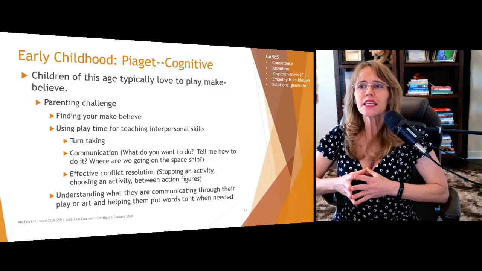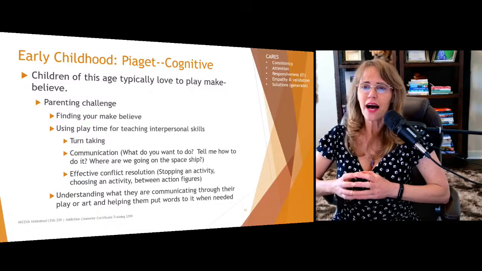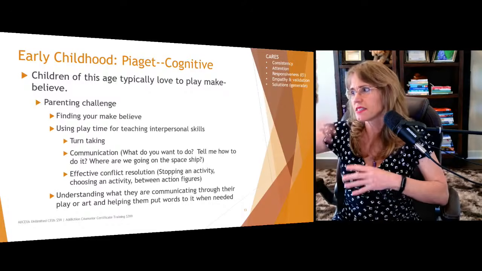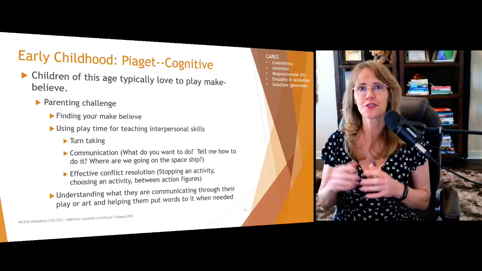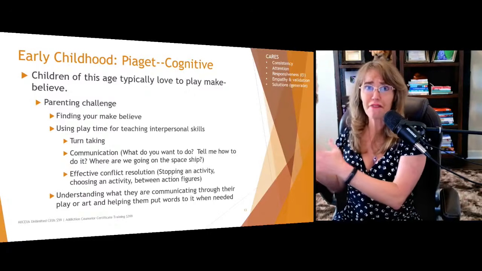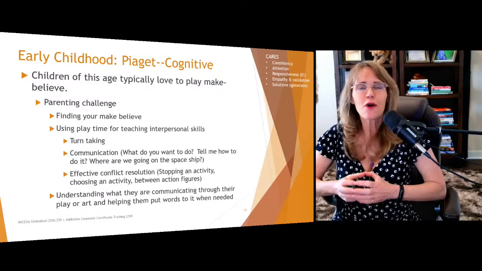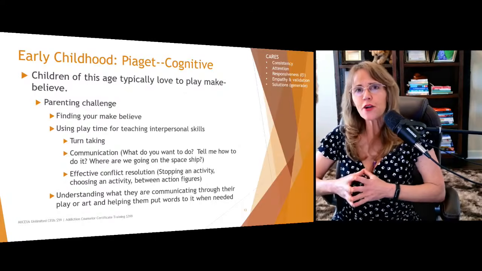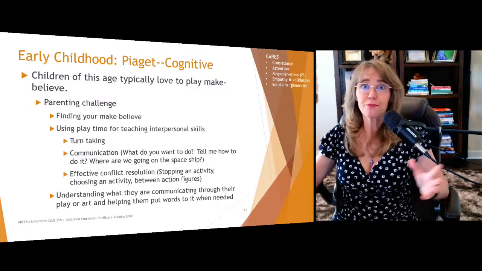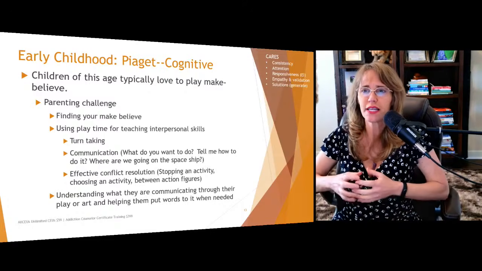Children at this age typically love to play make-believe. So we need to find our make-believe. A lot of us have lost that. We've lost the ability to imagine ourselves as fantastical characters, or put ourselves into imaginary situations, or even do things as simple as having a tea party. We've lost our make-believe. So find yours. Figure out what it looks like, and try to figure out a way to mesh that with your child's. You may not be interested in the same make-believe things. Okay. What things are you both interested in?